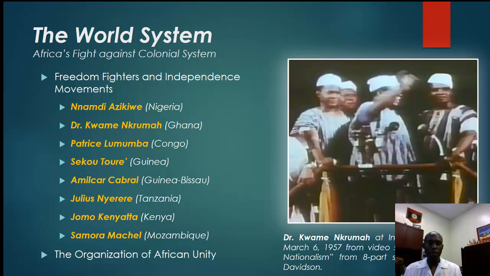Unfortunately for him, despite him being democratically elected, he had socialist leanings. He was overthrown by a colonel, and that colonel was supported by the United States as a proxy war against the Soviet Union, who was supporting Lumumba.